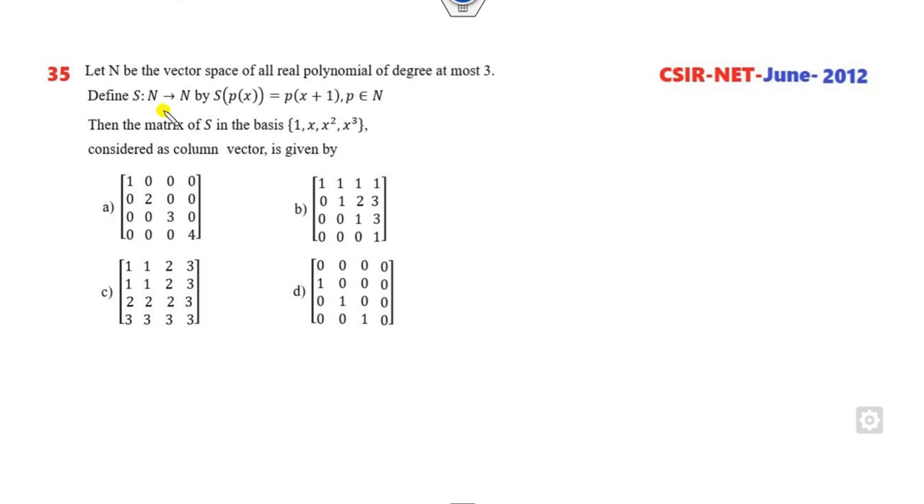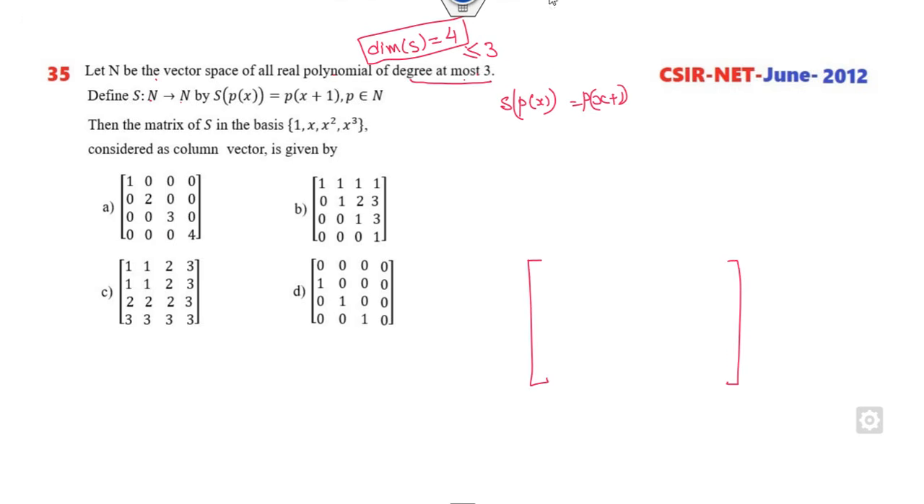Okay, S is a mapping from a vector space. What is the dimension of S? It is all the polynomials of degree at most 3. At most 3, equality is there. So the dimension is 4. So the dimension of S is 4, so the matrix will be 4 cross 4. How do you define the matrix? It maps p of x to p of x plus 1. So it will be 4 cross 4.